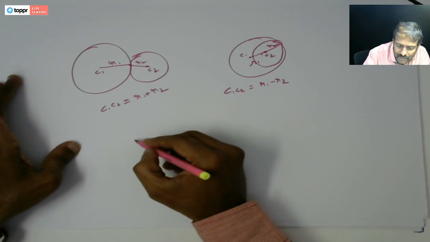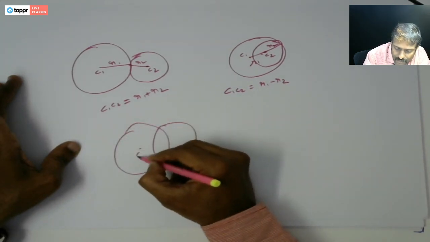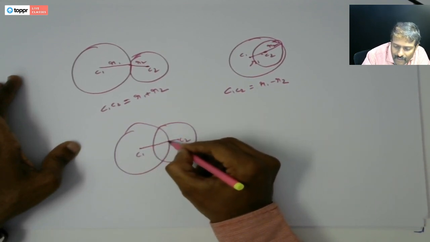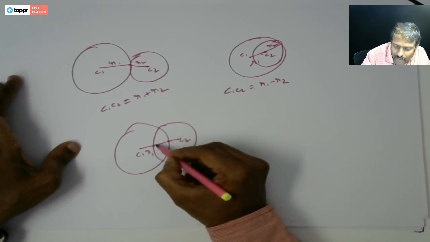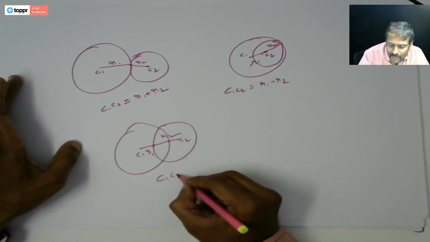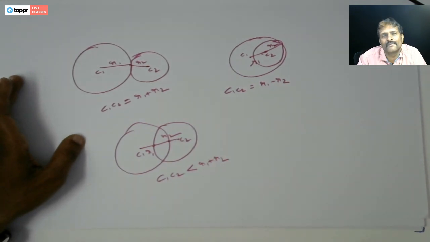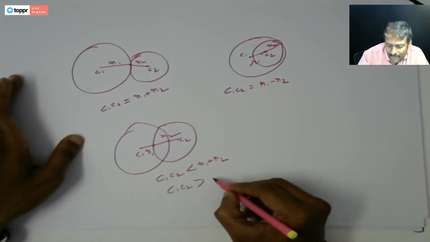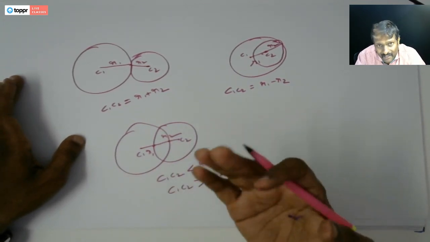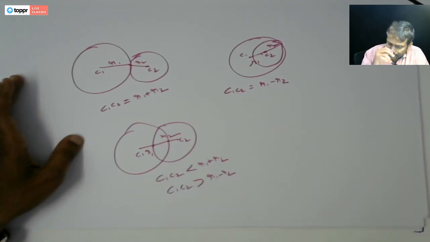And suppose the circles are intersecting each other. Say this is center 1 and this is center 2, and up to here the radius is R1, and up to here the radius is R2. Then what would be the distance? C1C2 will definitely be less than R1 plus R2, and C1C2 will definitely be greater than R1 minus R2. The distance between the two centers will be greater than the difference of the two radii and less than the sum of the two radii, right?